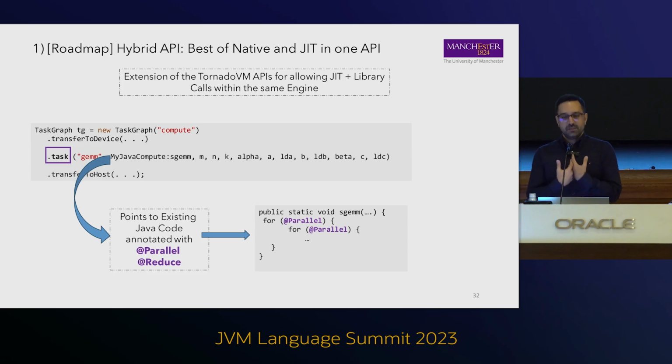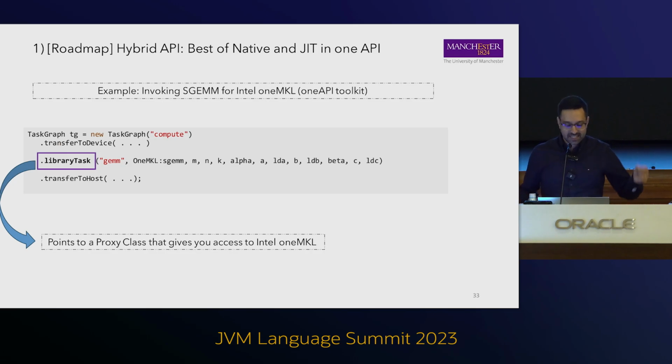Let's take the matrix multiplication I talked about, and let's imagine we don't have any pre-built library calls. So this is how we do it, right? I already explained this before. We have a task graph. We have a task, and we have a reference to an existing Java method, Java code, and it's coded in Java. What we did was not introduce any new types. What we did was to introduce just a specialized task type. It's called library task. And in this case, I'm saying call a library from the oneMKL suite, the Intel oneAPI Math Kernel Library function called sgemm. Okay, and that's how we do it.